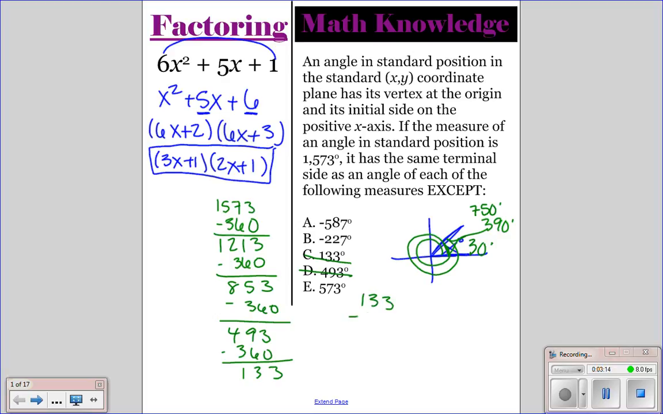If we take 133 and subtract 360, we're going to get negative 227. So that means B is not an answer. And then if we subtract 360 again, we get negative 587. And so A is not an answer. The only one of these that is not going to work is E, 573. And so that would be the correct answer for the math knowledge question.